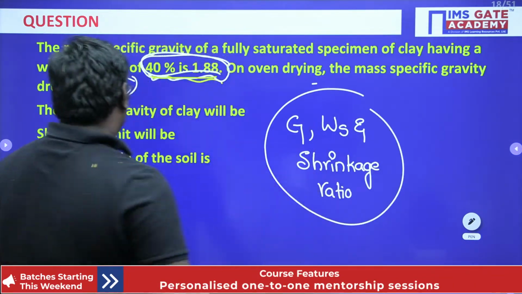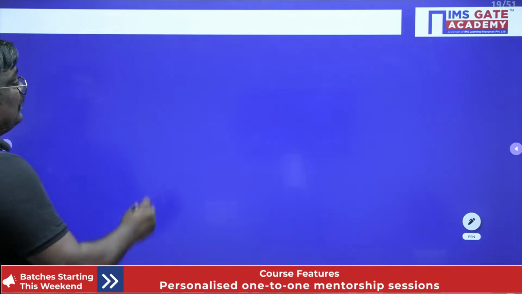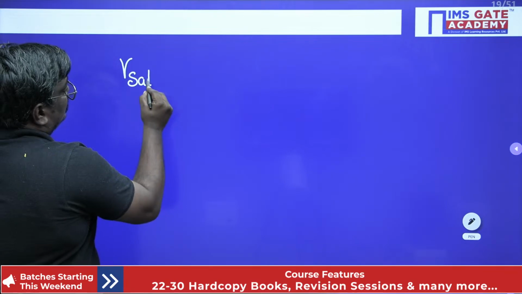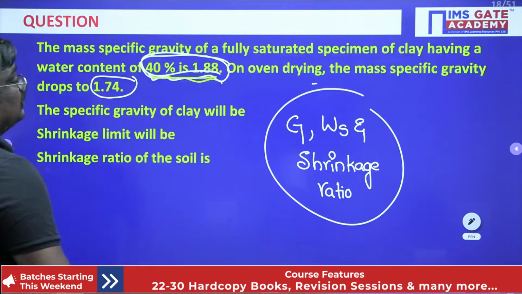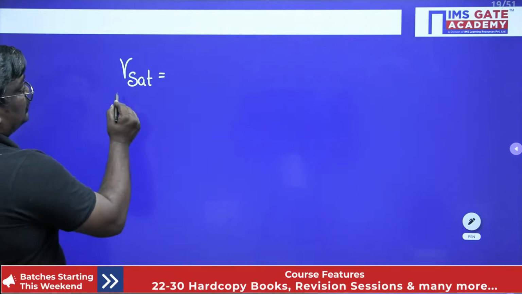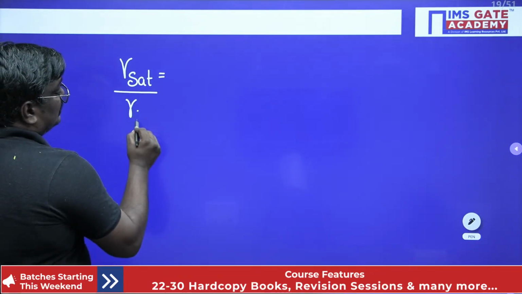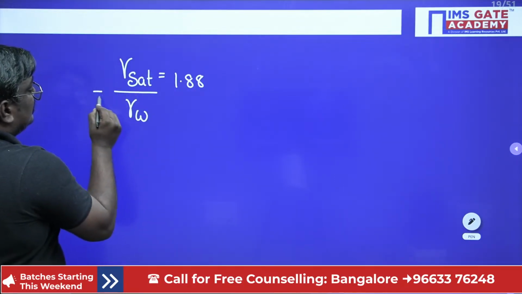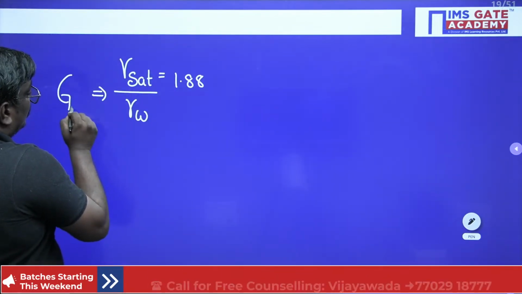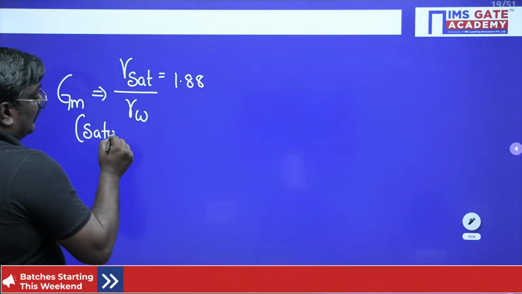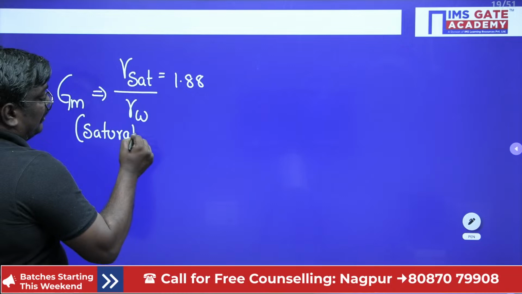What is the specific gravity, shrinkage limit and shrinkage ratio? These are the three things they are asking in the problem. So let us solve this problem, students. So initially the saturated unit weight is given as how much, sir? The mass specific gravity, sorry. They have given the mass specific gravity, that is gamma sat by gamma W is 1.88. In which condition they have given? Saturated. Sir, you can ask me this formula. Sir, what is mass specific gravity? I told you already in the previous sessions.